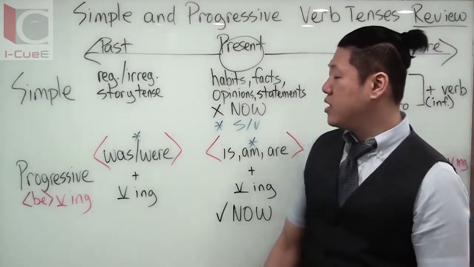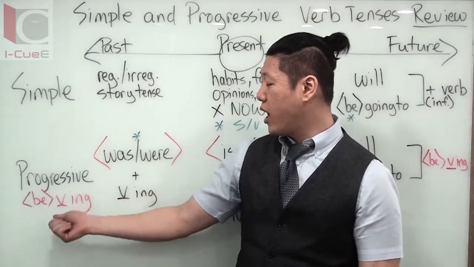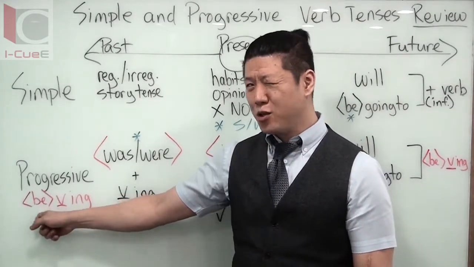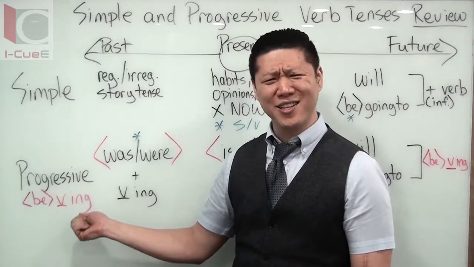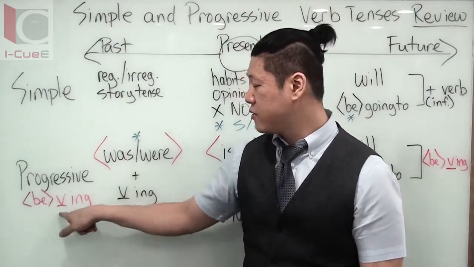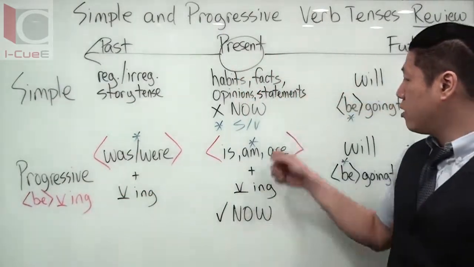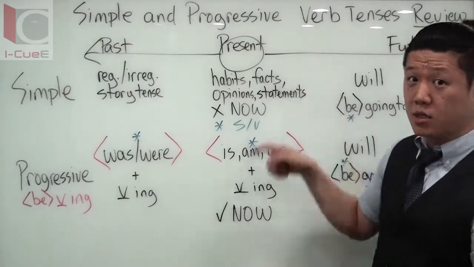Another mistake I see is people say "you are watch." They use the be verb, but they don't put the -ing. Be careful. Be plus verb-ing. So this is now, this is habits, facts, opinions.